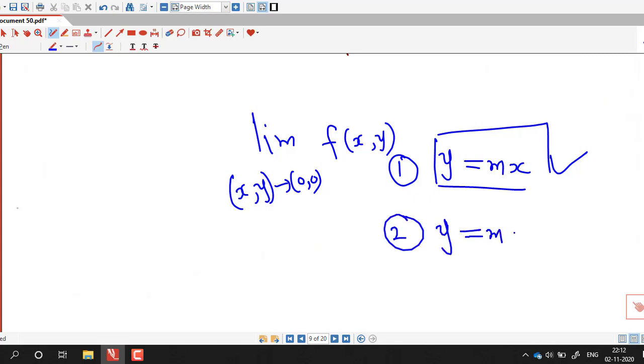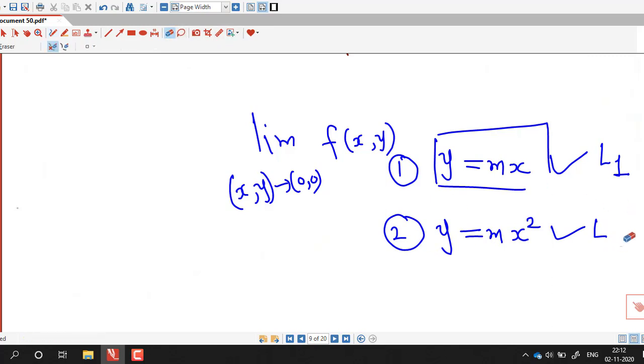Now suppose we are getting the same limit along each line passing through the origin, then we can try along parabolas. So we will try y equal to m into x square. These are the parabolas passing through the origin, and then we will see whether we are getting the limit which is the same as in path 1 or it is different. Suppose we are getting L1 along each possible line passing through the origin, and suppose we obtain L2 along each parabola, then if L1 and L2 are different, we can say that the limit does not exist.